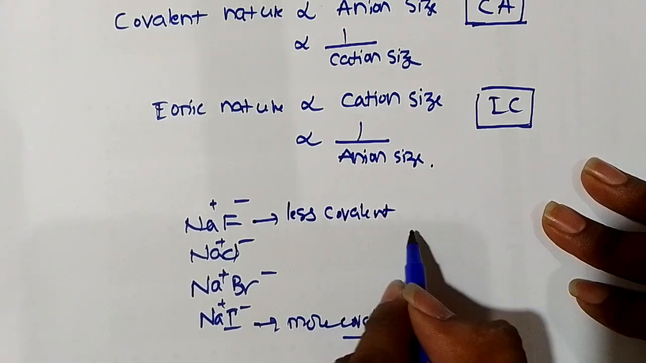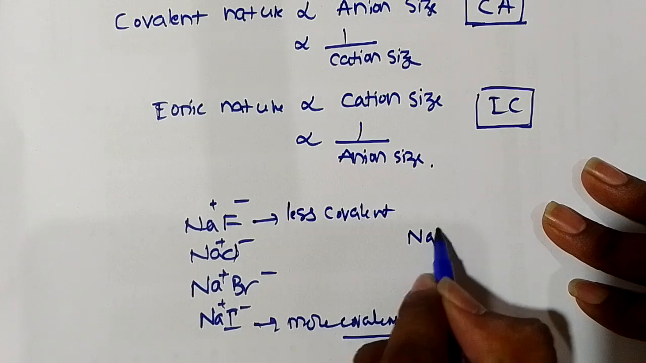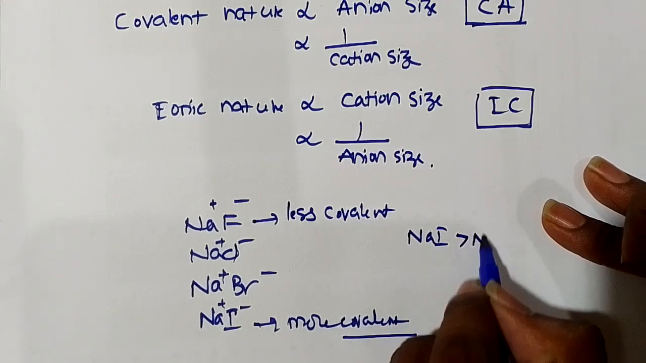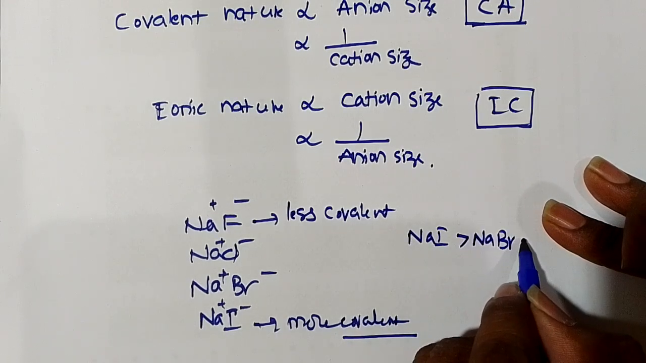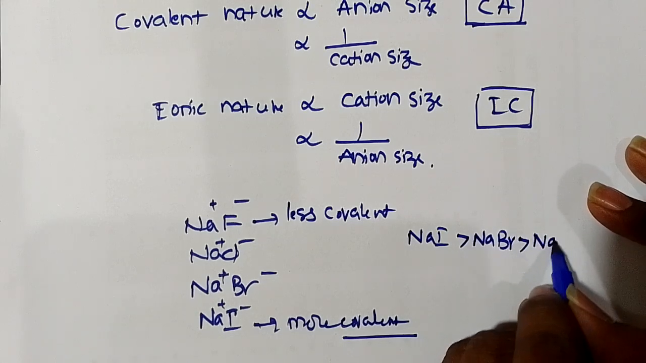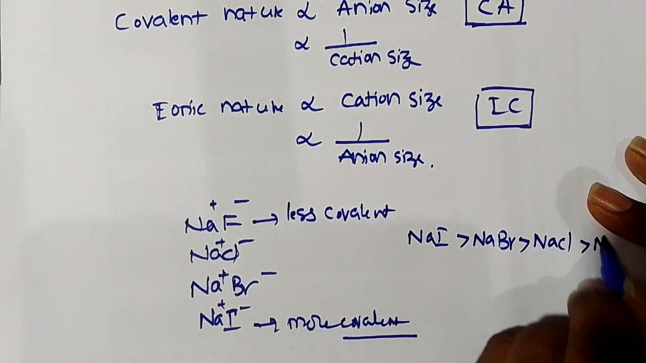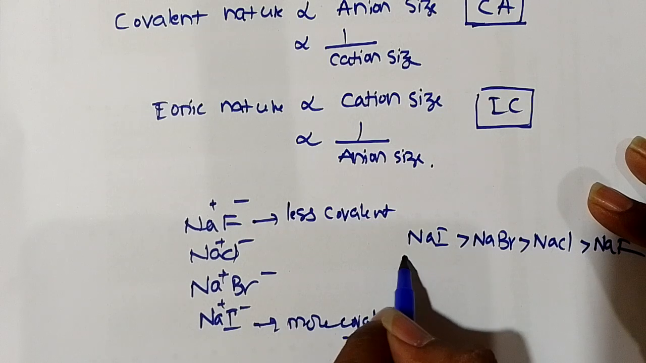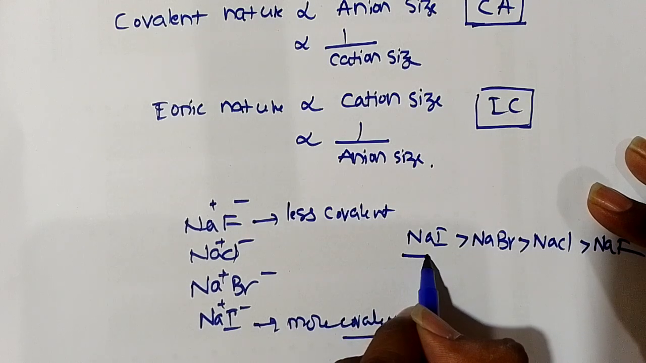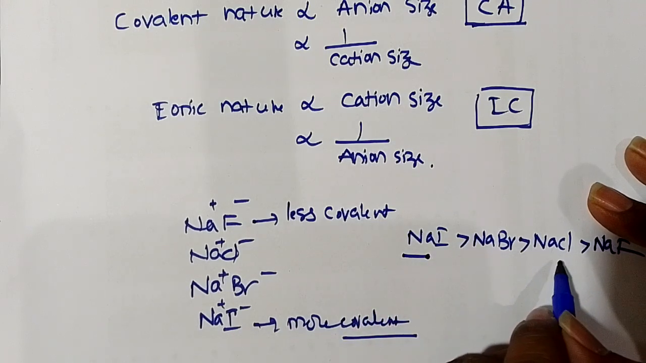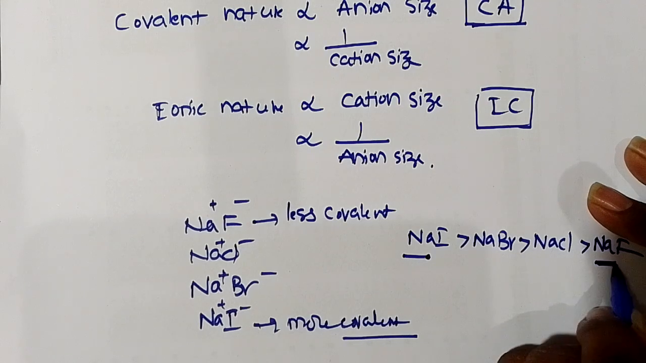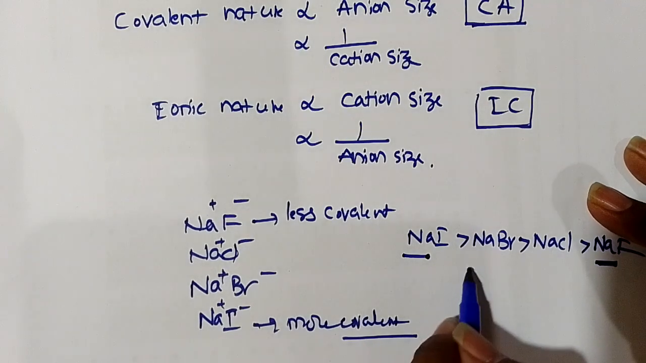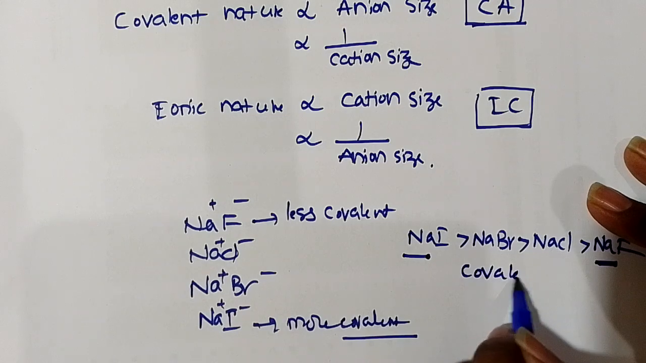Now write the order: NaI, NaBr, NaCl, NaF. NaI has the most covalent nature, followed by NaBr, NaCl, NaF. NaF has the least covalent nature. This is the order of covalent nature.